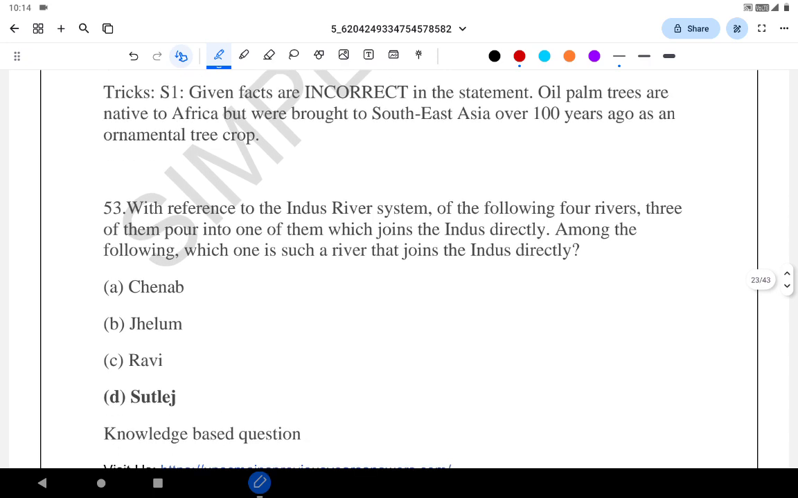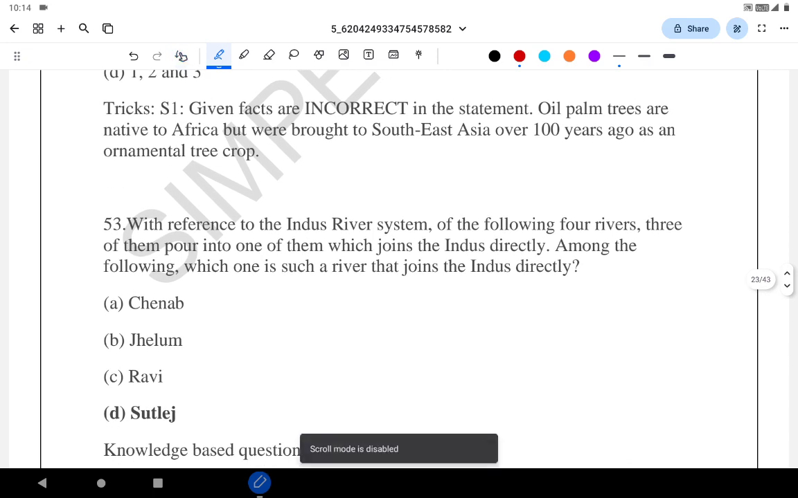Let's go to this particular question. With reference to the Indus river system, which one of the following rivers joins the Indus directly? Among the following, which one of the rivers joins the Indus directly? The correct answer is Sutlej.